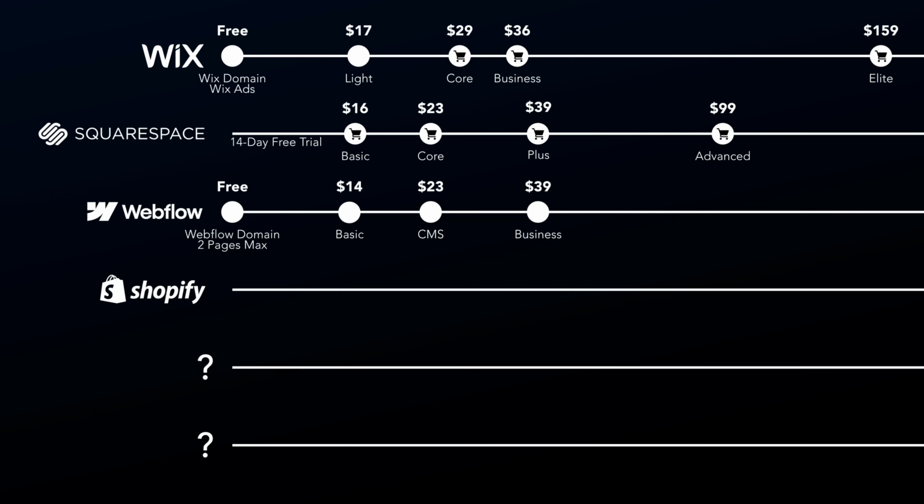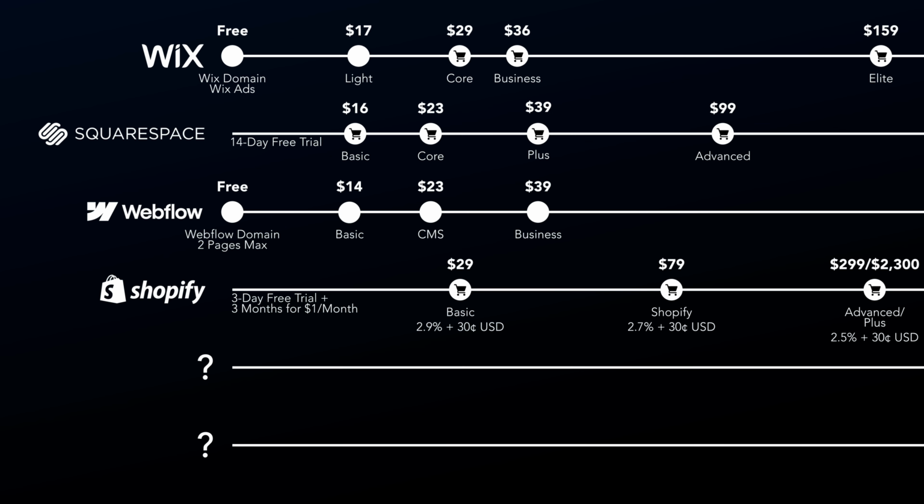Shopify currently offers a 3-day free trial, followed by a 3-month paid trial for $1 per month. After that, there are different plans ranging from $29 all the way up to $2,300 per month. The main difference between these plans is the transaction fee that you'll have to pay for every sale on your store. So it makes sense to start with the basic plan and then upgrade to a higher plan to reduce transaction fees once you start making more sales on your store.